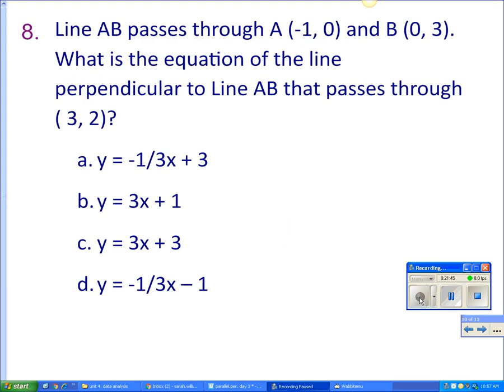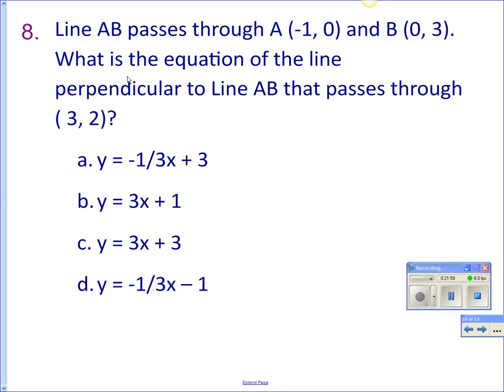Yes, Sarah? Number 8, line AB passes through A and B. What is the equation of a line perpendicular to line AB that passes through 3, 2? Destiny, what word should I circle? Perpendicular. I don't know. We'll have to find out. We got to read the question and do it one step at a time.